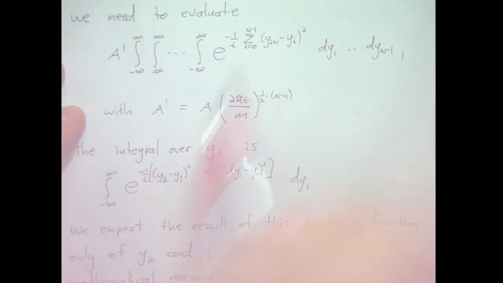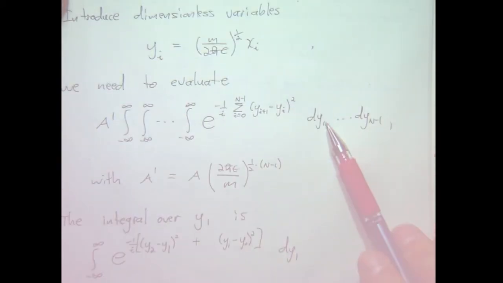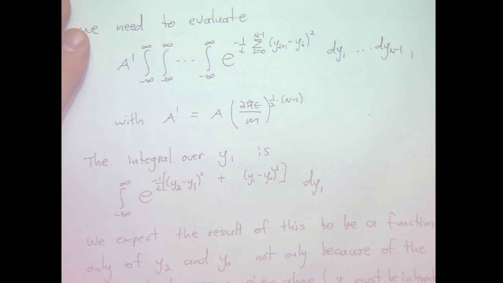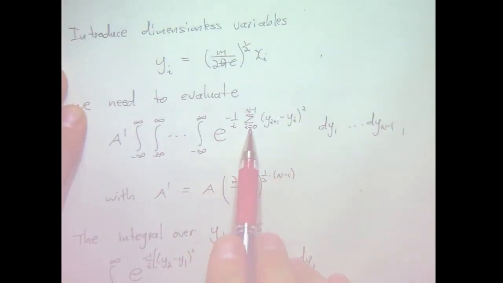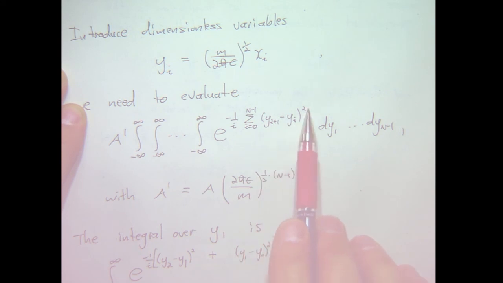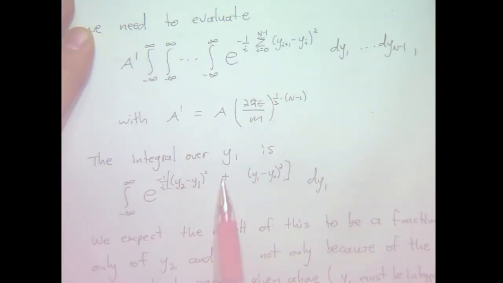And now, the way to start evaluating this is you start with y1, the integral over y1. In the exponent of the integrand you have the sum of the differences. These are adjacent: y2 minus y1 squared plus y3 minus y2 all squared plus etc. But for the y1 integral, the factor in the integrand that contains y1 is only this one. There's y2 minus y1 all squared plus y1 minus y0 squared. It's the only factor that contains y1.